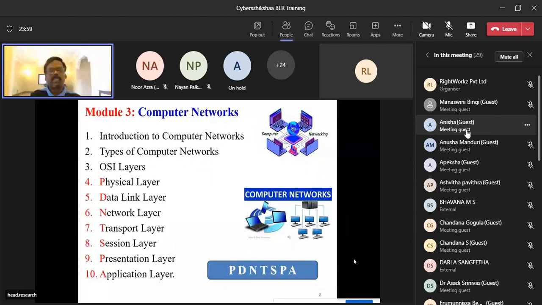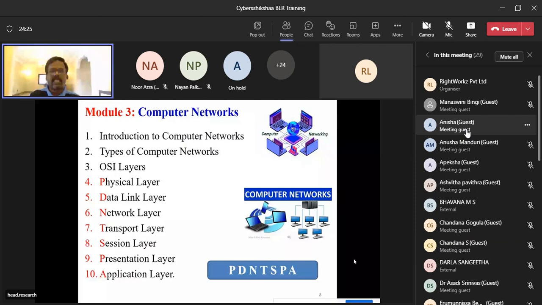Computer networks is nothing but interconnection between autonomous computers in a local area network and wide area network. There are 7 layers I am going to explain with practicals, like the OSI layers, open systems interconnection layers. 7 layers are there.